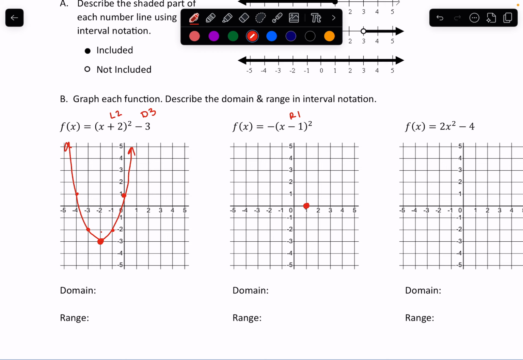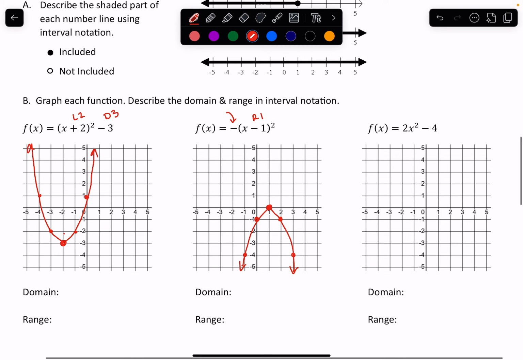And then the negative in front tells me that my parabola is upside down. So when I go over 1, I'm not going to go up 1. I'm going to go over 1, down 1, and put 2 dots. And then I'm going to go over 2, and I'm going to go down 1, 2, 3, 4. Over 2, down 1, 2, 3, 4. So it's an upside down parabola.